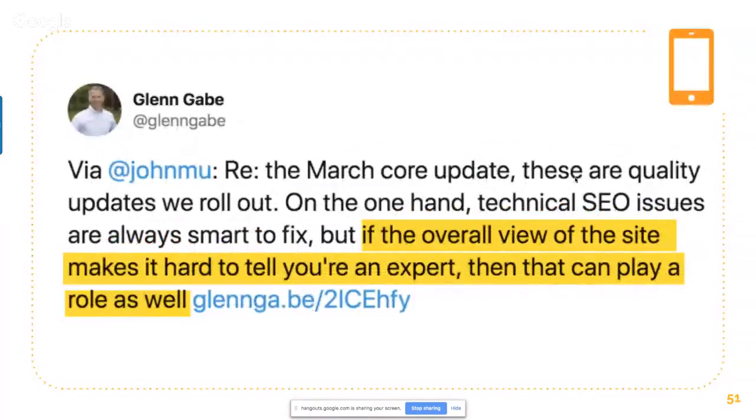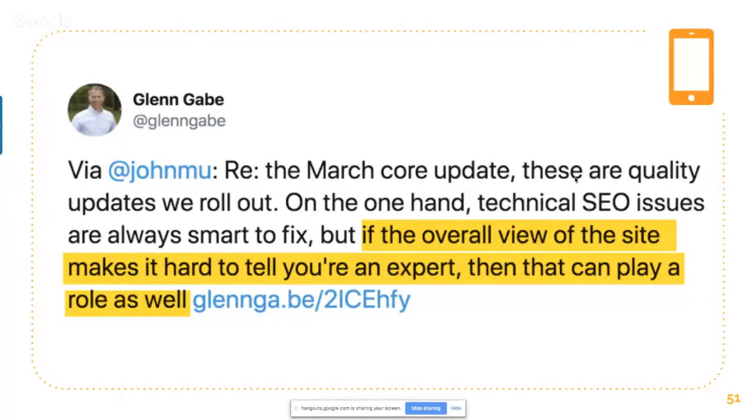And here's a quote from Glenn Gabe. Actually, Glenn is quoting John Mueller in a Google Help Hangout, where somebody asked, how do we recover from the March core update? That was the update that happened March 12th of 2019. And what John Mueller said was, if the overall view of your site makes it hard to tell that you're an expert, that can play a role as well. So expertise is very, very important.